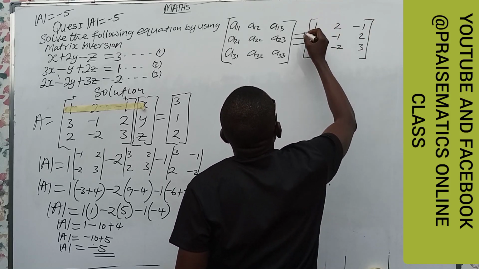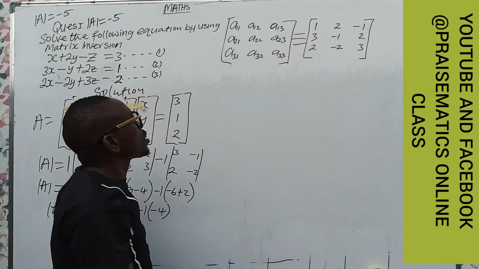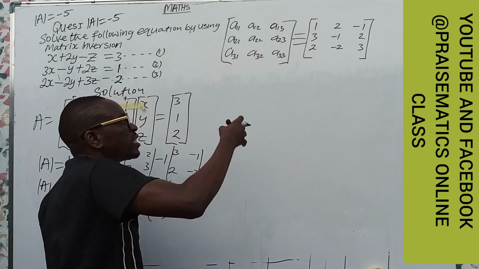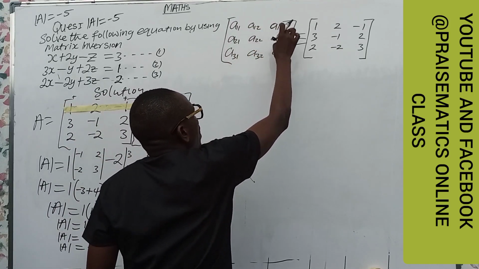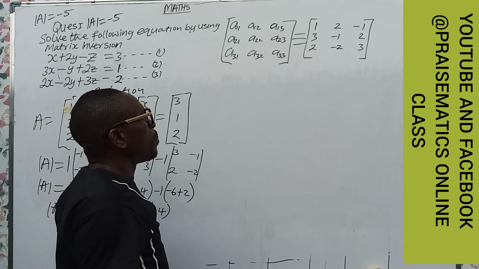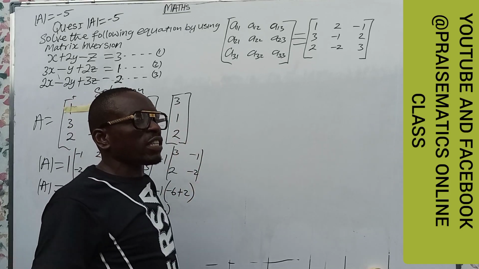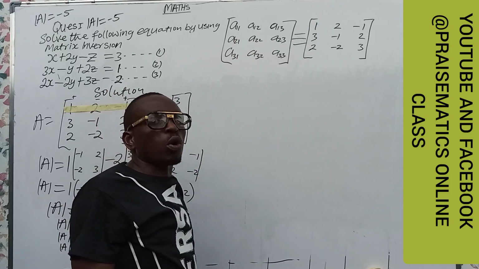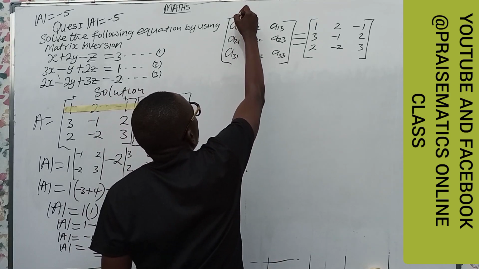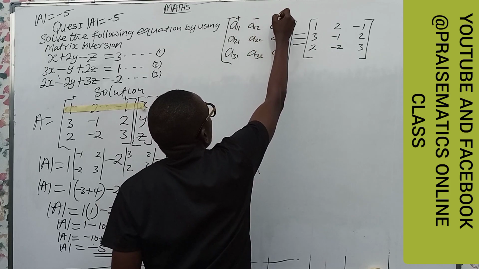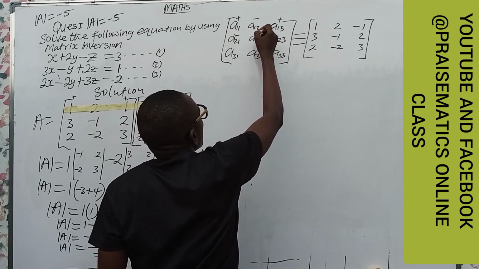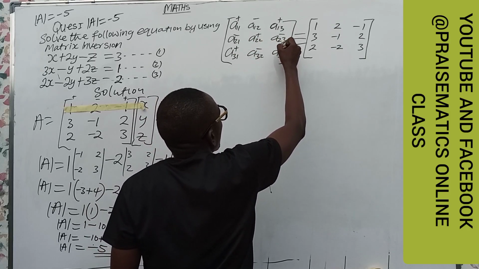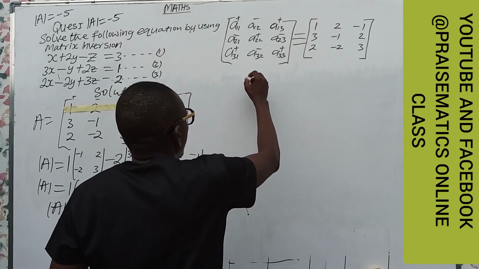So what are we looking for? We assign signs to these. All these one after the other are called minor elements. But when you assign a positive or negative sign to those minor elements, we call them cofactors. So the first one is plus, second one minus, plus. Minus, plus, minus, plus, minus, plus. That is how to do it. So now let's go.